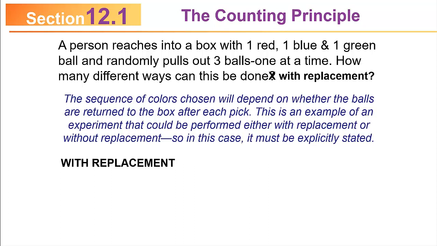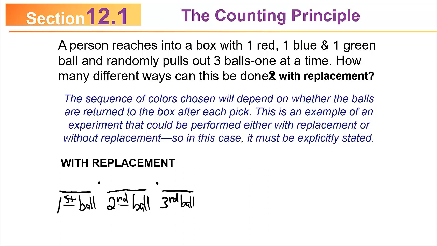So if I'm drawing with replacement, my 3-stage experiment has a different count, because although they start off the same way, if I have 3 balls in this box, one red, one blue, and one green, I could get any 3 of them on the first draw. Now, if I'm drawing with replacement, that means after I look at the color of the first ball, I put it back in and shuffle them up and scramble them up and draw a second time.